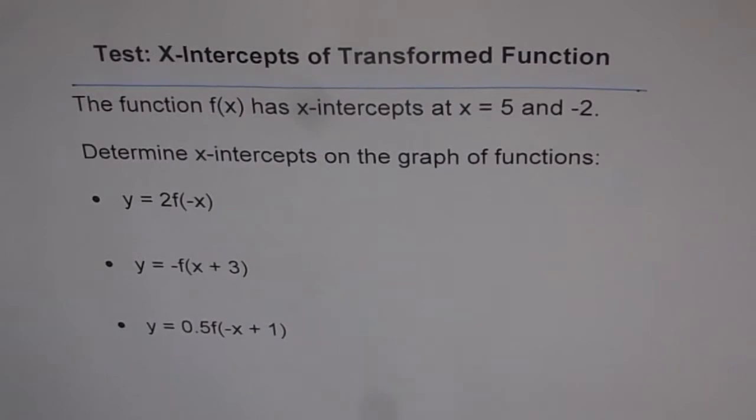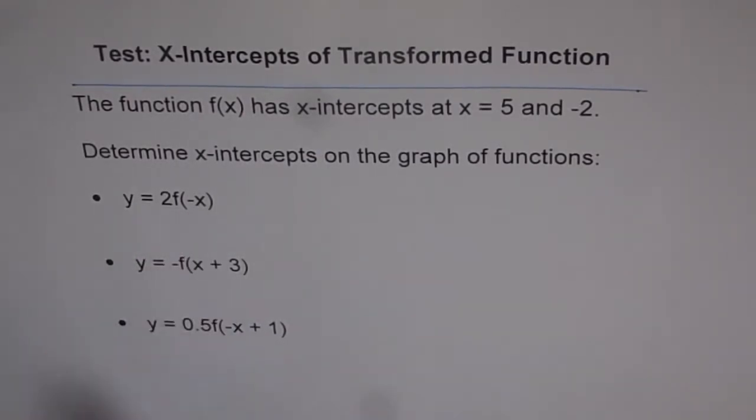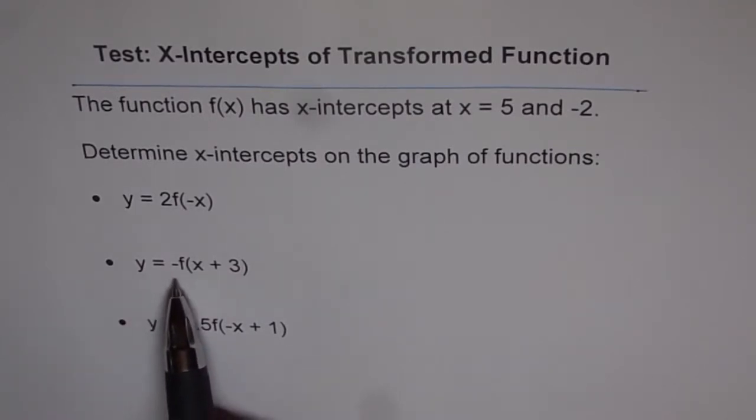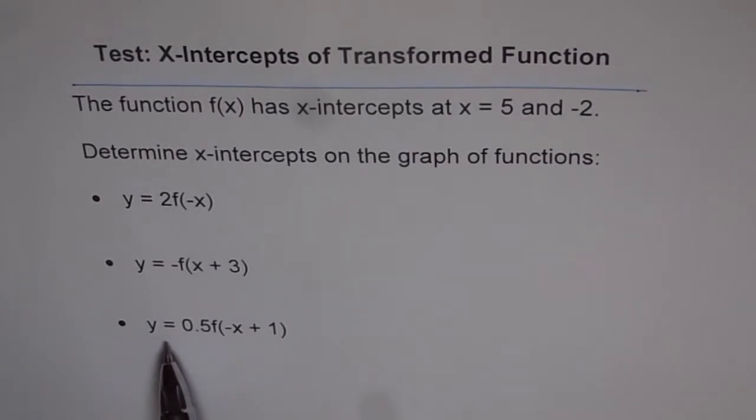each one of them. The first one is y equals 2 times f of minus x. The second is y equals minus f of x plus 3. And the third one is y equals 0.5 f of minus x plus 1. Now I'll explain one of them, and then you have to apply your knowledge to the others. Some of you who have gone through the videos very carefully can definitely stop here, answer the questions, and then look into my suggestion.